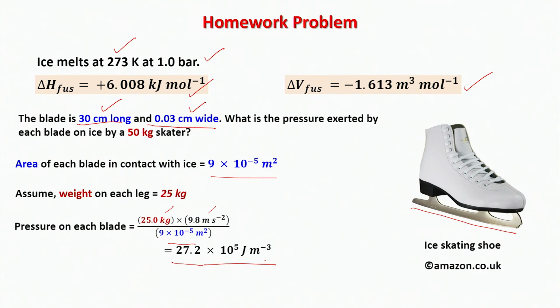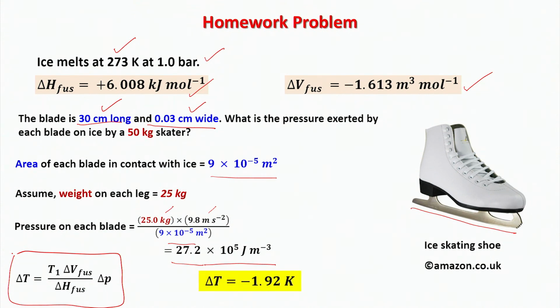Now, in order to understand the viability of a design like this, we next have to understand under this pressure what is going to be the melting point of ice. I can very easily calculate this by using the integrated form of the Clapeyron equation. And here I see that delta T, using the values of delta V fusion and delta H fusion from the literature, is obtained as minus 1.92 Kelvin. Or in other words, when a skater is skating, the melting point of ice right below the blades is roughly about minus 2 degree centigrade.